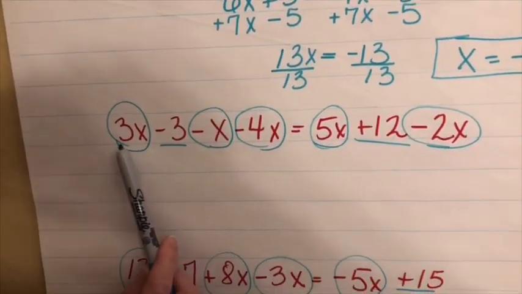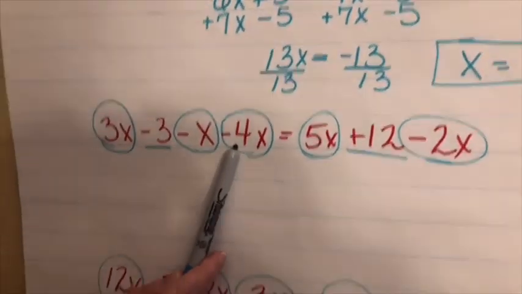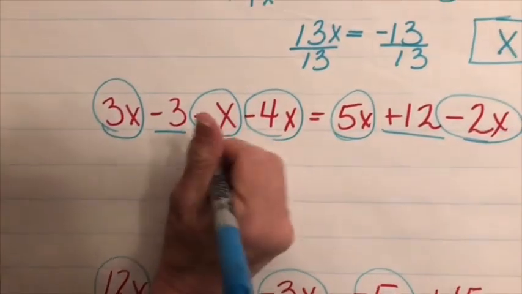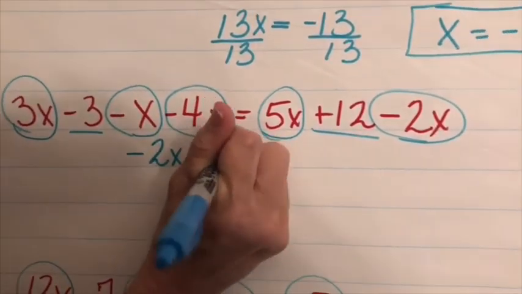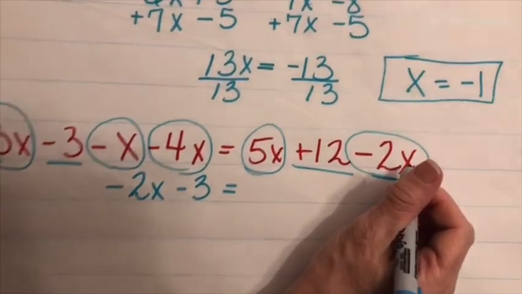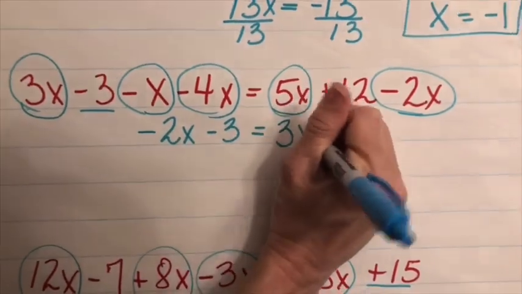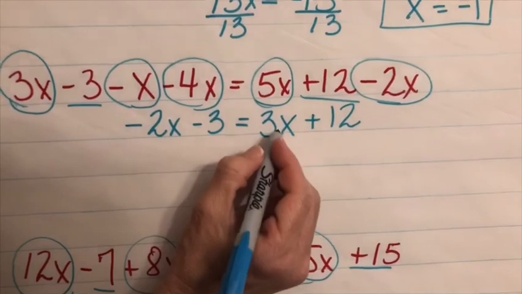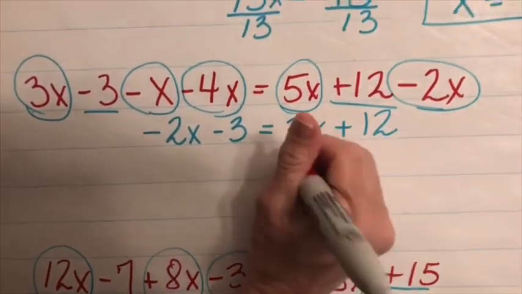Next equation, we have 3x minus x minus 4x. So this together is negative 5, positive 3 gives us negative 2x minus 3 equals, these x's I can combine because they're on the same side of the equals mark. So 5 and negative 2 is 3x plus 12. Okay, so now I'm going to do the next step. Subtract 3x from both sides.